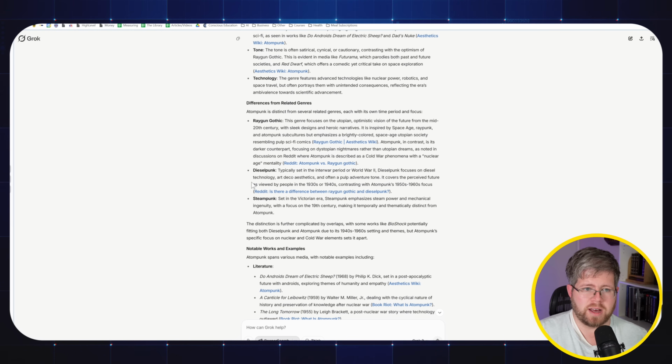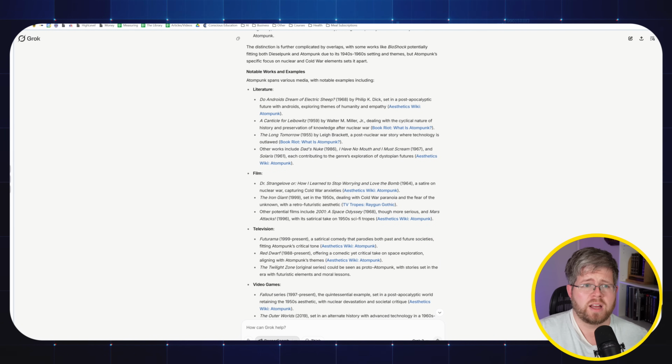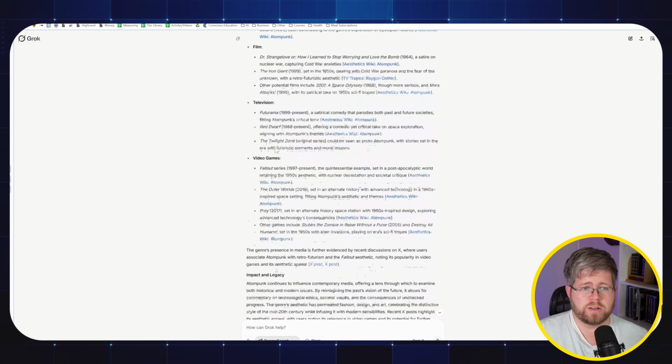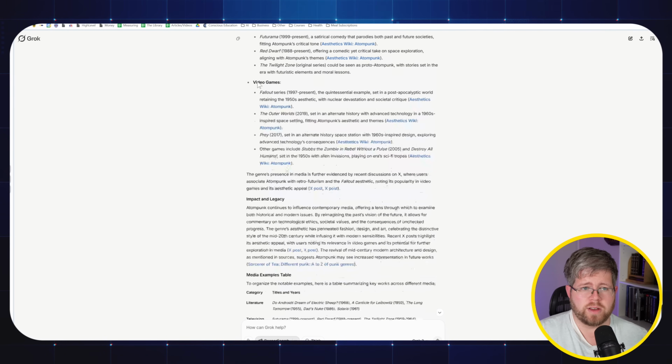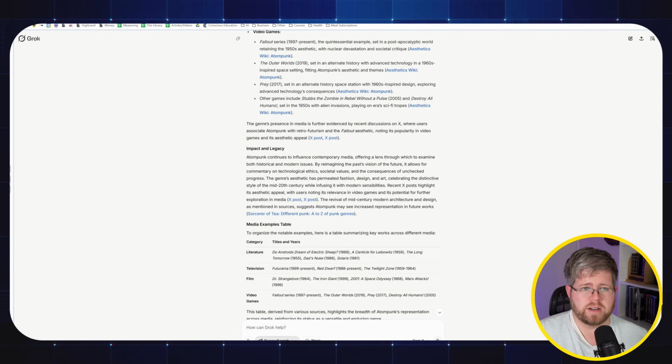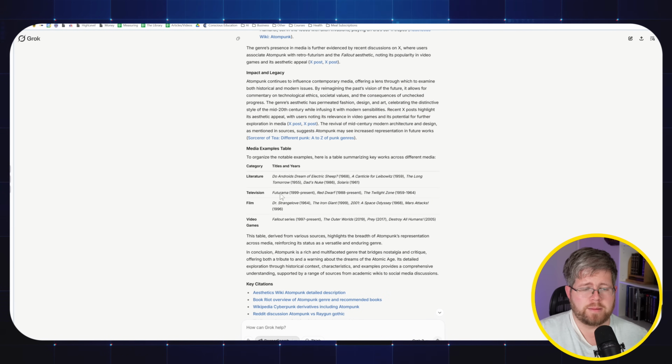So we got Ray Gun Gothic, Diesel Punk, and Steampunk. And notable works from literature, film, television, and video games. Of course, we have the Fallout series in there and the Outer Worlds. Yep. And then impact and legacy. So a lot of the same topics, but done so in a much more succinct format.